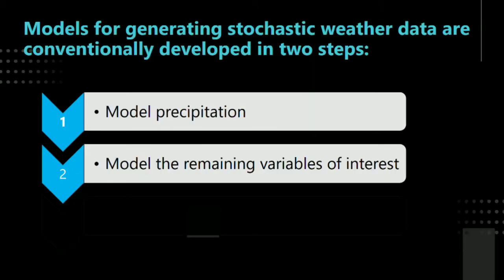Moving next. Models for generating stochastic weather data are conventionally developed in two steps. First is to model precipitation, and next is to model the remaining variables of interest such as temperature, wind speed, and so on. So moving next.